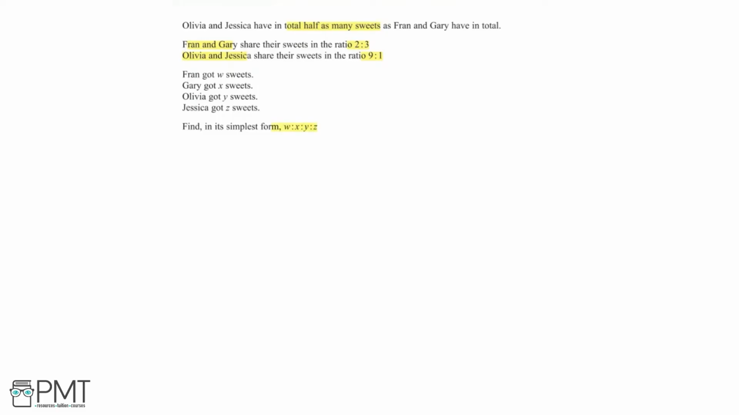And so we can find out how many sweets that each person got. Let's start by adding some numbers to help make this a little bit clearer. If Olivia and Jessica have in total half as many sweets as Fran and Gary have in total, we can say that Olivia and Jessica have in total 50 sweets. And this is just any number that we can use, as long as it fits what the question is saying. Now if Olivia and Jessica have half as many sweets as Fran and Gary have, we can say that Fran and Gary have double what Olivia and Jessica have, and so double 50 is equal to 100.